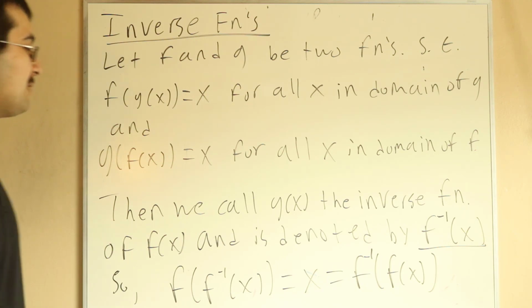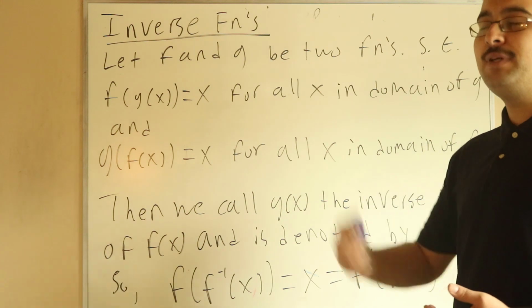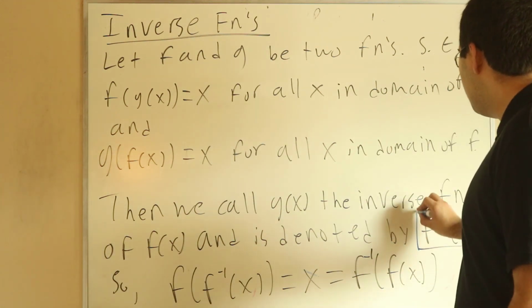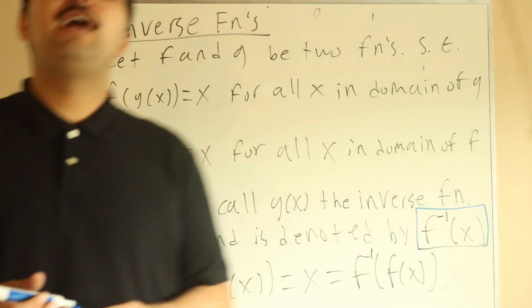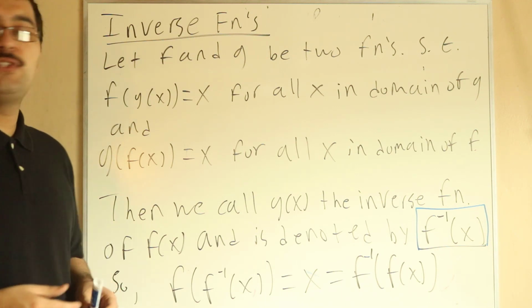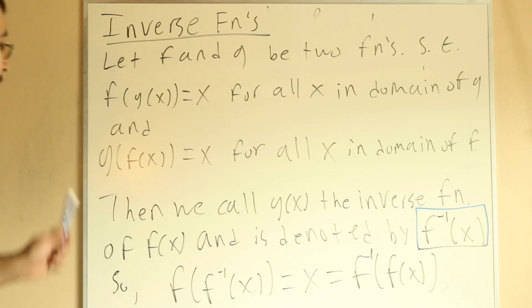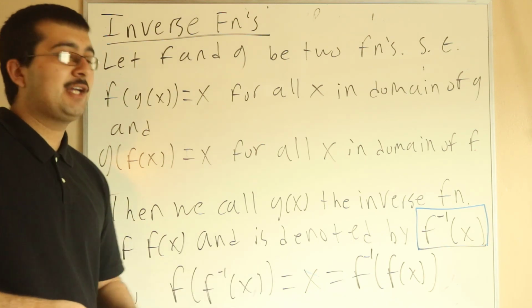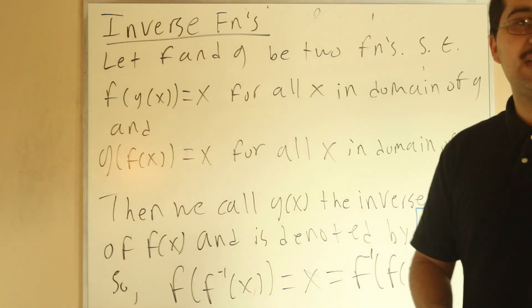Now what's important to pull from this definition is that if we get to call g of x the inverse of f of x, then we denote g of x like this: f to the negative 1 of x. We read that as f inverse of x. That is our notation for inverse functions. Using that new notation, we get that the composition of f and its inverse equals x, or conversely, the composition of the inverse and f also must equal x.